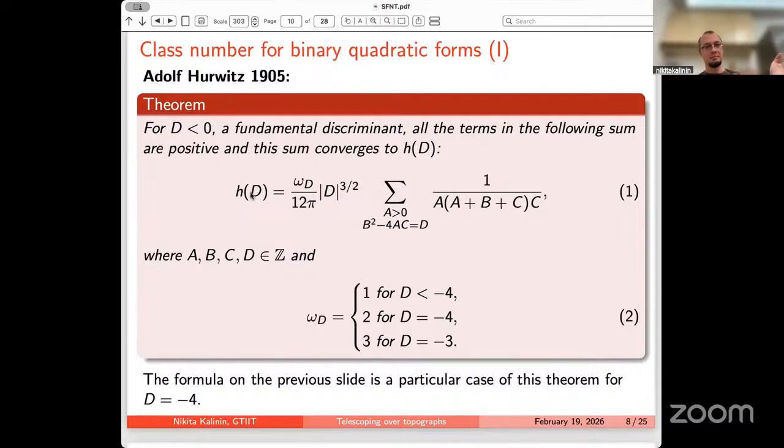And Hurwitz published this article, and basically nobody read it, so it had almost no citations, like 1 or 2.